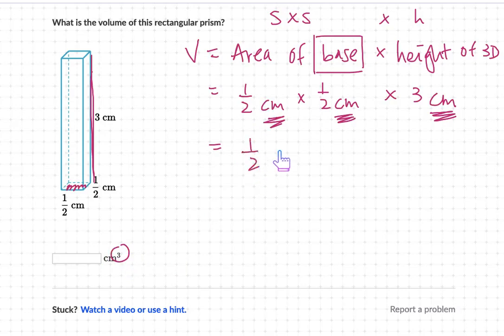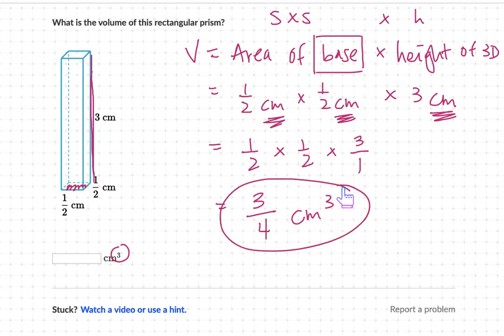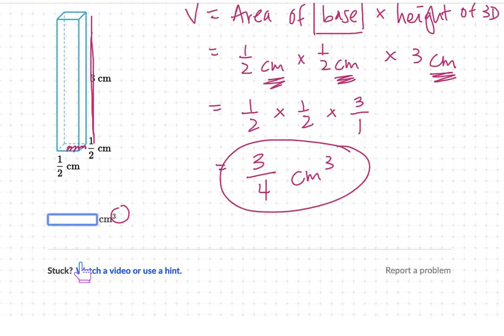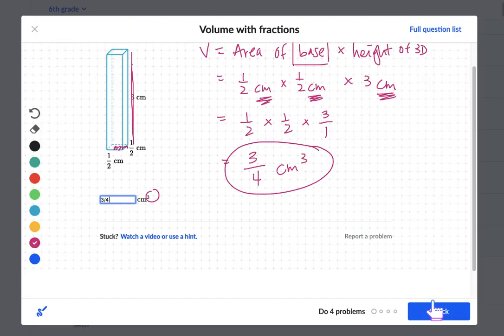So we're just looking at the numbers now. If it confuses you that there is a whole number, then just make sure you put that whole number over 1. Remember, we're multiplying across. I don't see anything I can cancel out. There's not the same number on the top and bottom, so I'm just multiplying. 1 times 1 times 3 is 3. 2 times 2 times 1 is 4. So 3/4, and remember we have centimeters cubed. So our answer here is 3/4. I hope you got the same, and I hope we're correct.